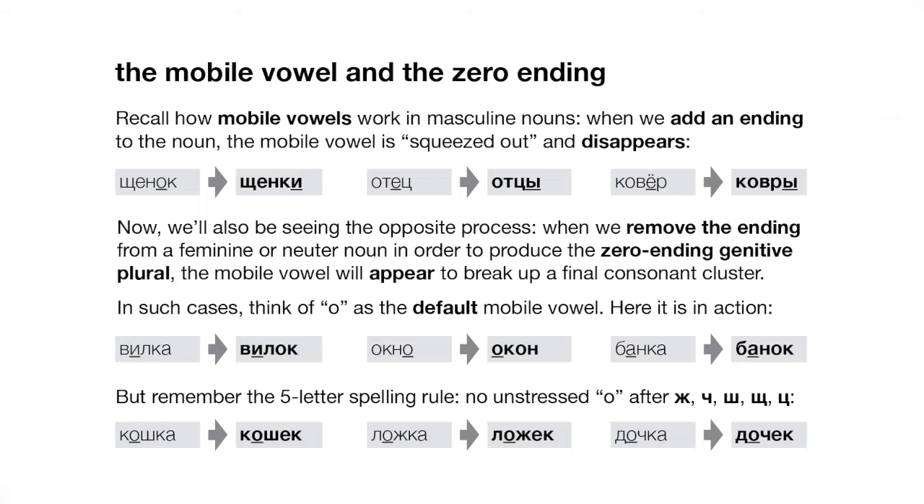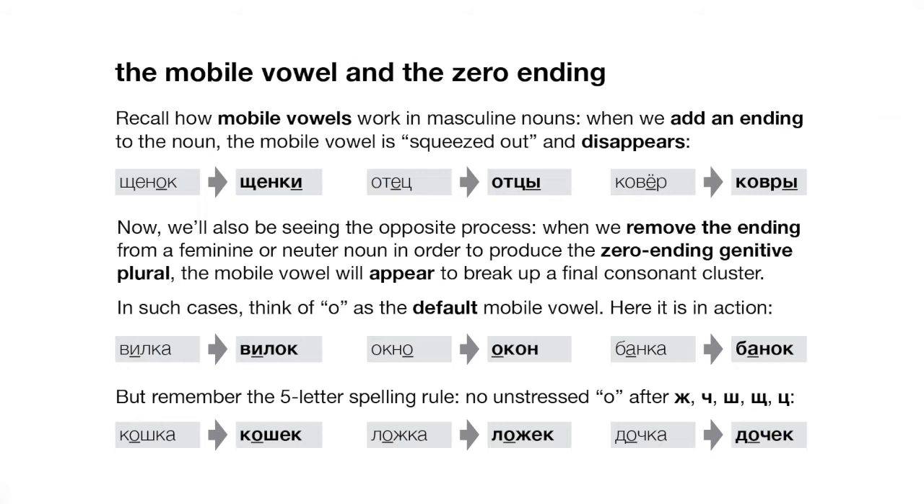So again, here's the spelling rule. We warned everyone back in the day that these spelling rules were going to haunt us everywhere we go in Russian. And here's another example. Koshka: let's get rid of the ending that would give us koshk. We get a mobile vowel, but we can't write o there. Instead, we get koshek. Or loshka becomes loshek, not loshk. Dochka, of daughters, is dochek, not dochk.